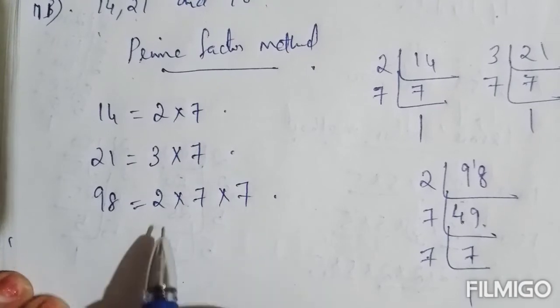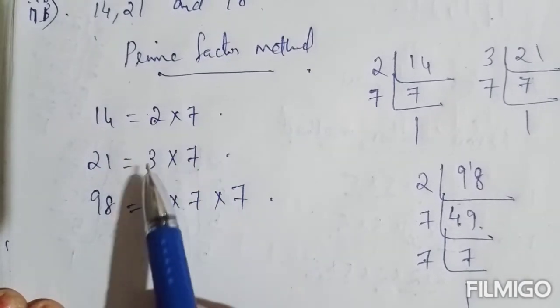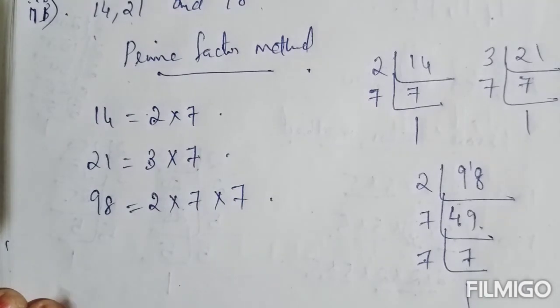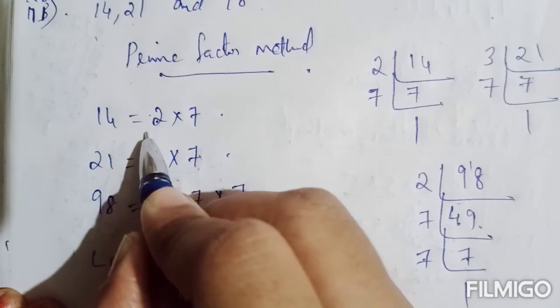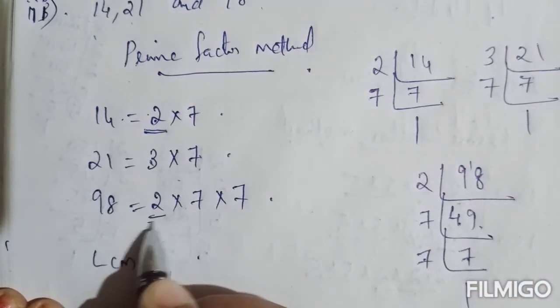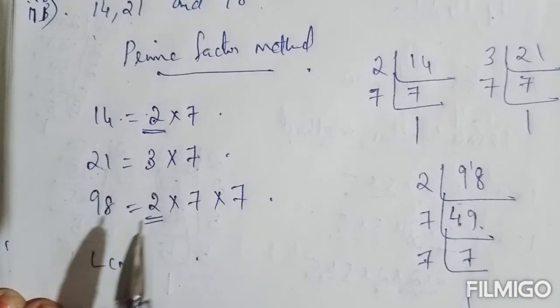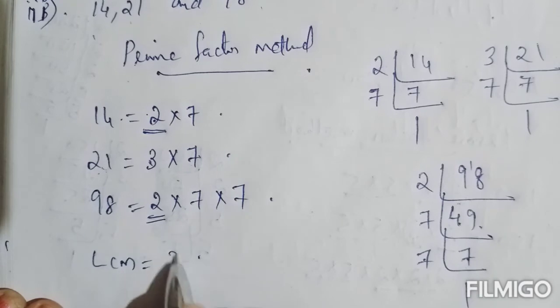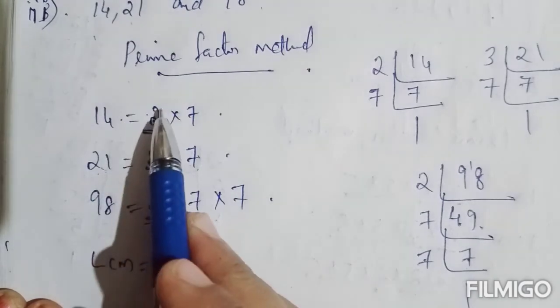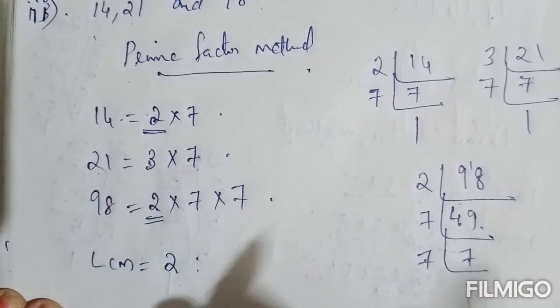Okay. Now here you can see the prime numbers used are 2, 3 and 7. In order to find LCM, first let us take a 2. 2 is used one time here in 14, one time in 98 and it is not coming in 21. So we can take a 2 one time.